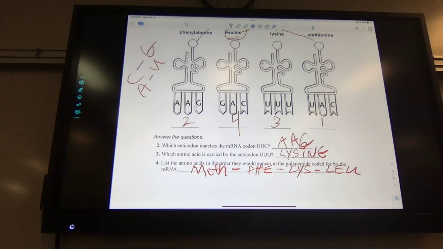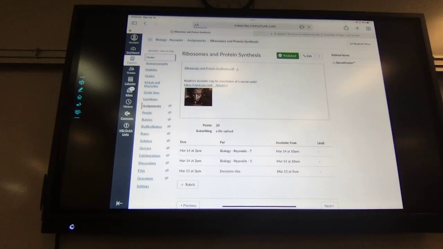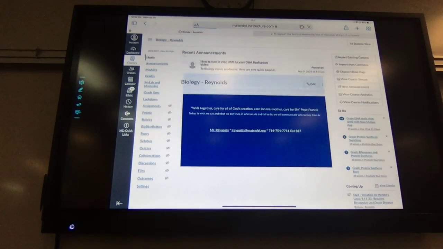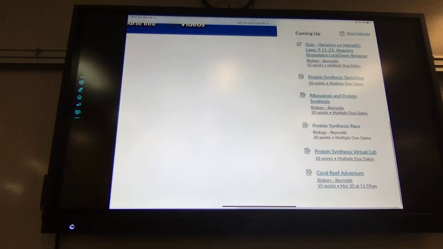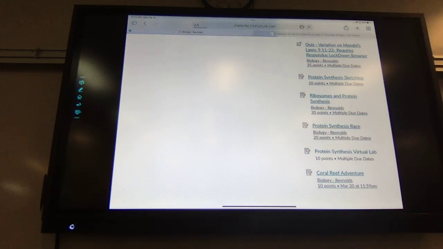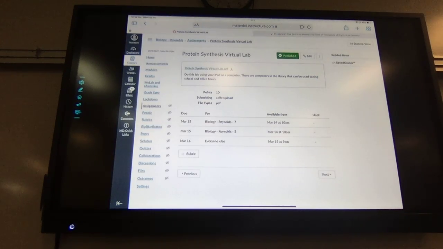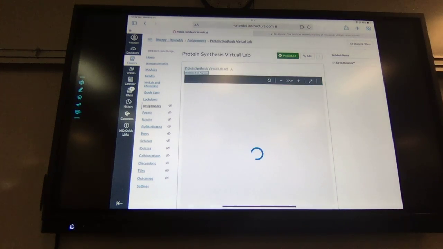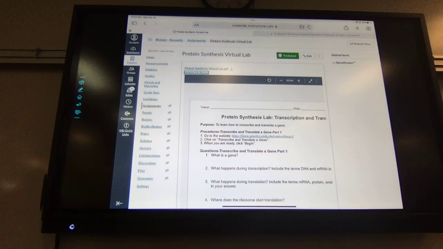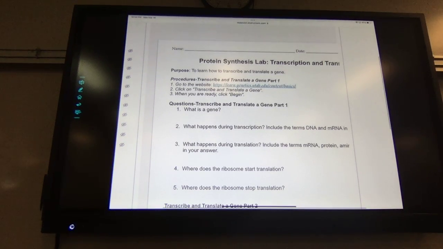Any questions with this? I meant to check during office hour if this is available to you. It wasn't last year, but I think you guys have upgraded iPads. So can somebody check this out for me? It's called Protein Synthesis Virtual Lab. Can you click into this assignment? This is homework, and I think it's going to run on your iPad. It runs on mine, and I think you guys got upgraded ones.